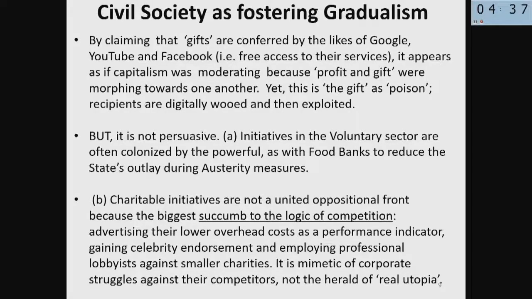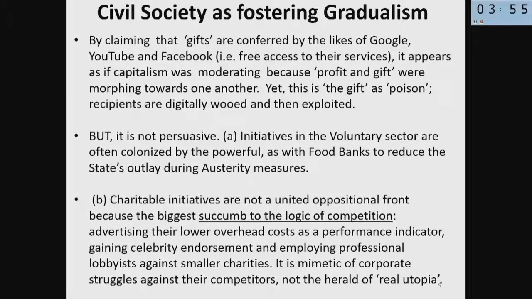It's reformist, it's gradualist, because it's claiming, as I said this morning, that gifts are conferred by the likes of Google, YouTube, Facebook. They're gifts because there is free access to their services. Any of you not on them could sign up now without getting your credit card out. So it looks as though, well, it does to Olin Wright, it looks as though capitalism is moderating because profit and gift are morphing towards one another.